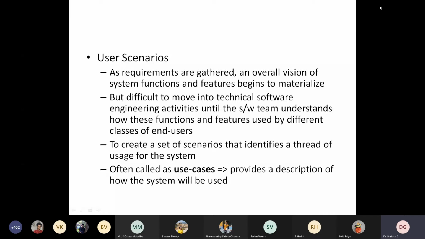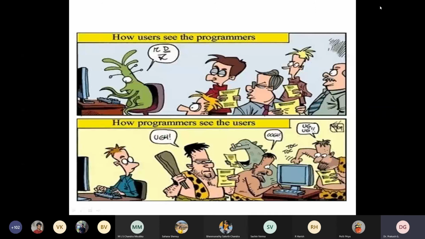But before going to developing the use cases, I have another case study for you. Because before going to the use case, we have to discuss one more concept that I will explain here. You can see this particular diagram. You can understand how users see the programmers. The programmer is like a beast who is doing something, because the users do not know what the programmers are doing.